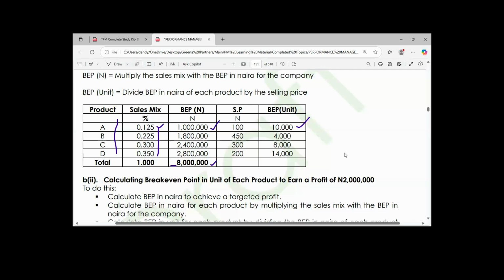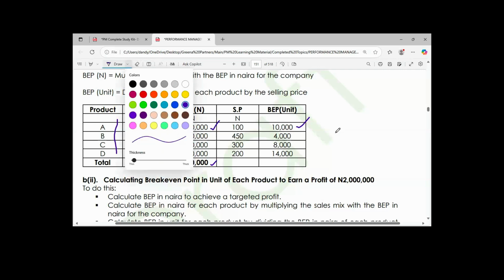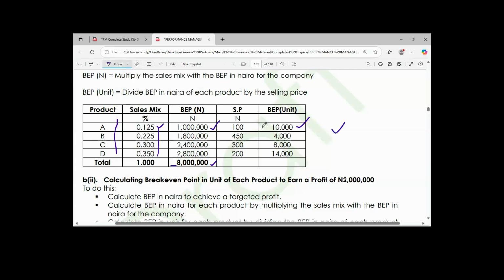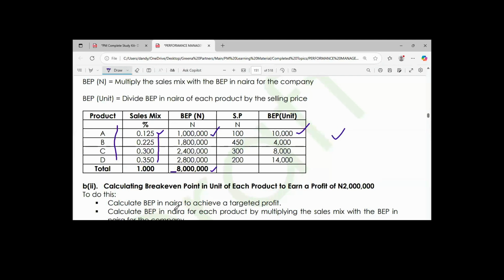Let me see. Okay. Let me see if the pen is coming back. No, still the same thing. It's hanging. No worries, I'll fix that later on.